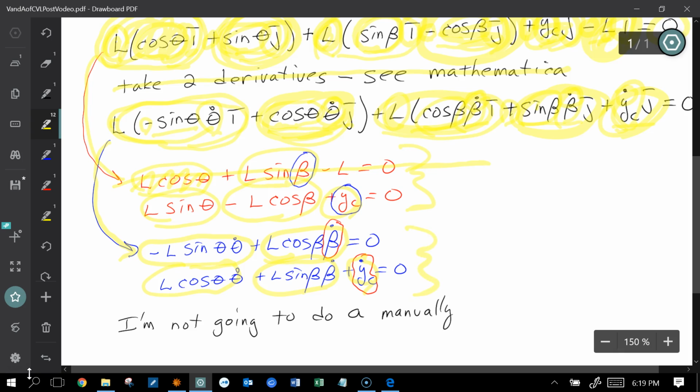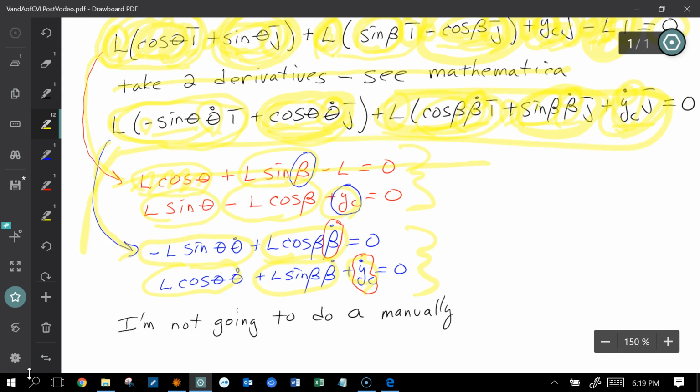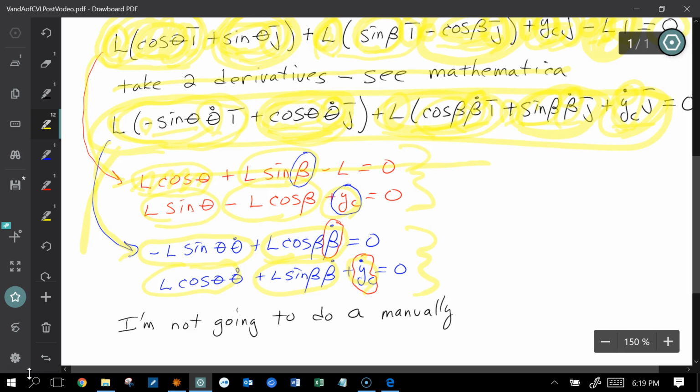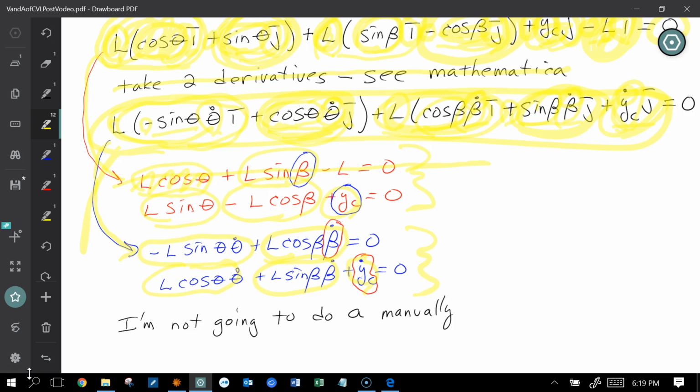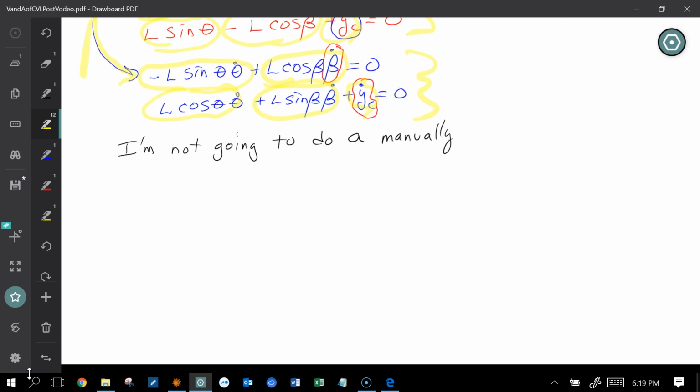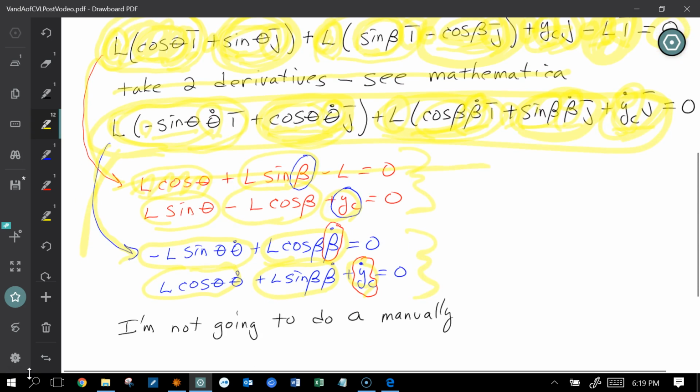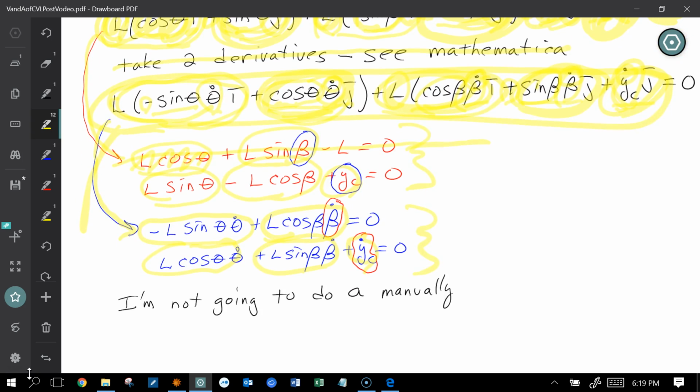How do you do the acceleration? You would take another derivative of this guy, another derivative of this, which is ugly, right? And then you pull off all the i's, set it equal to 0, pull off all the j's, set it equal to 0. What will you solve for? You will end up solving for beta double dot and y double dot. Okay? So I am not going to do the acceleration manually. I'm going to pause and bring up Mathematica and show you that.